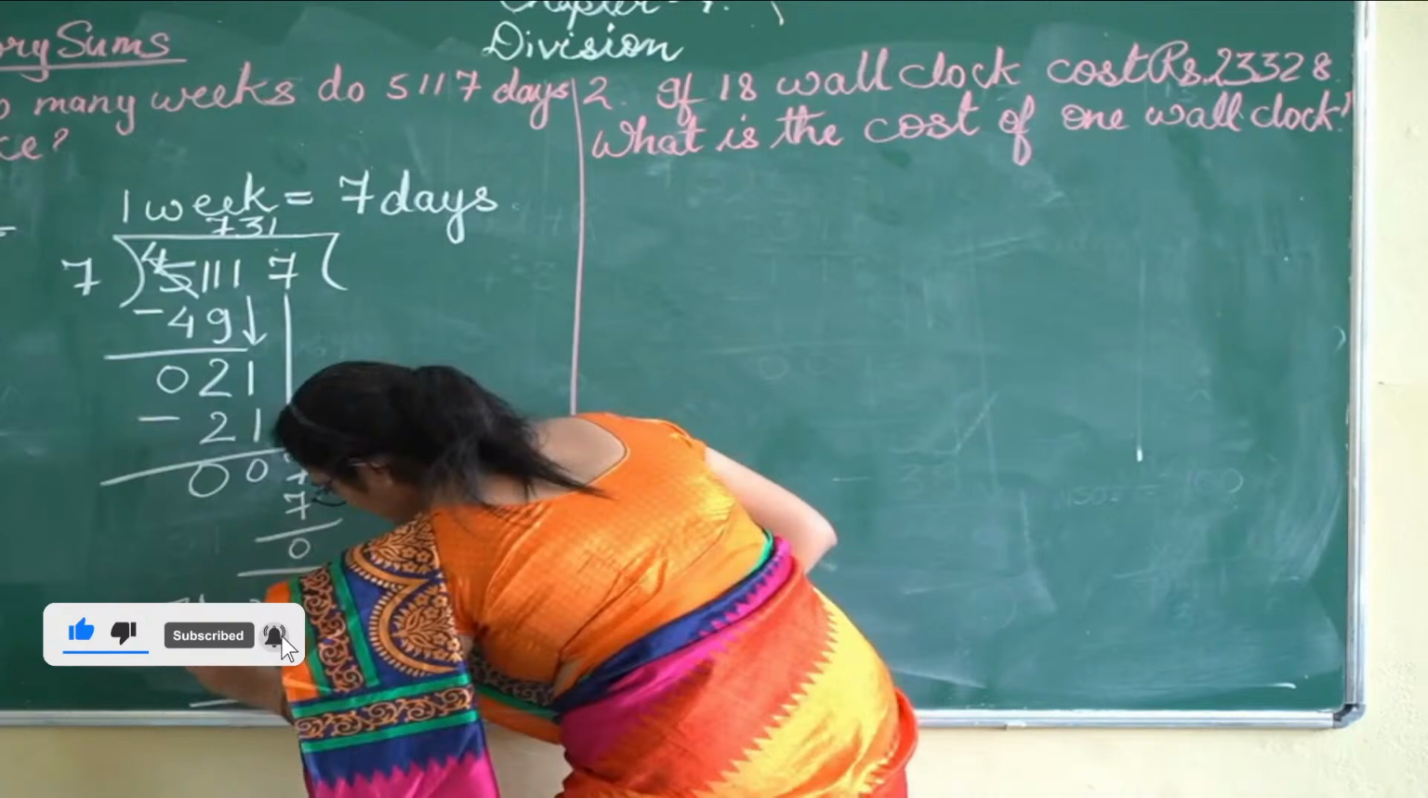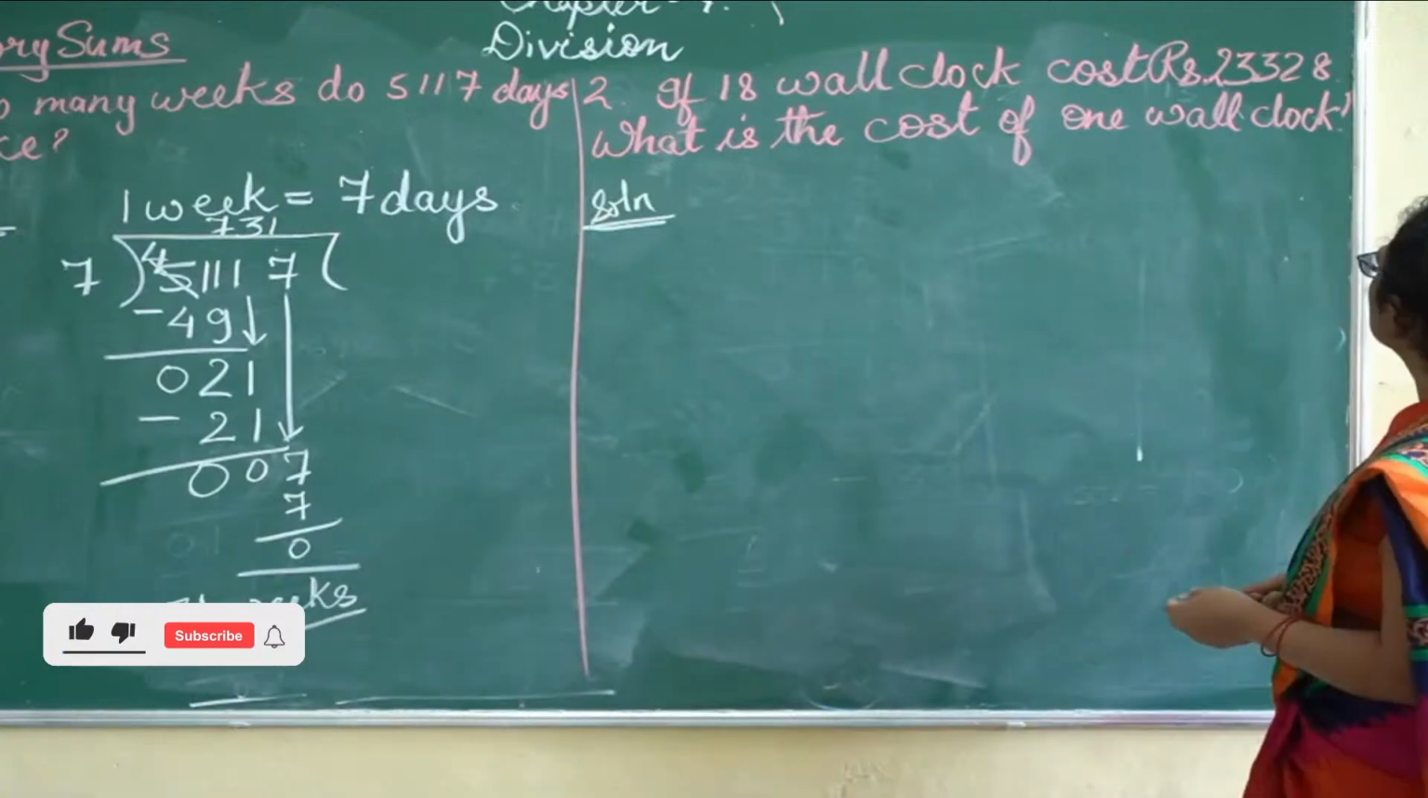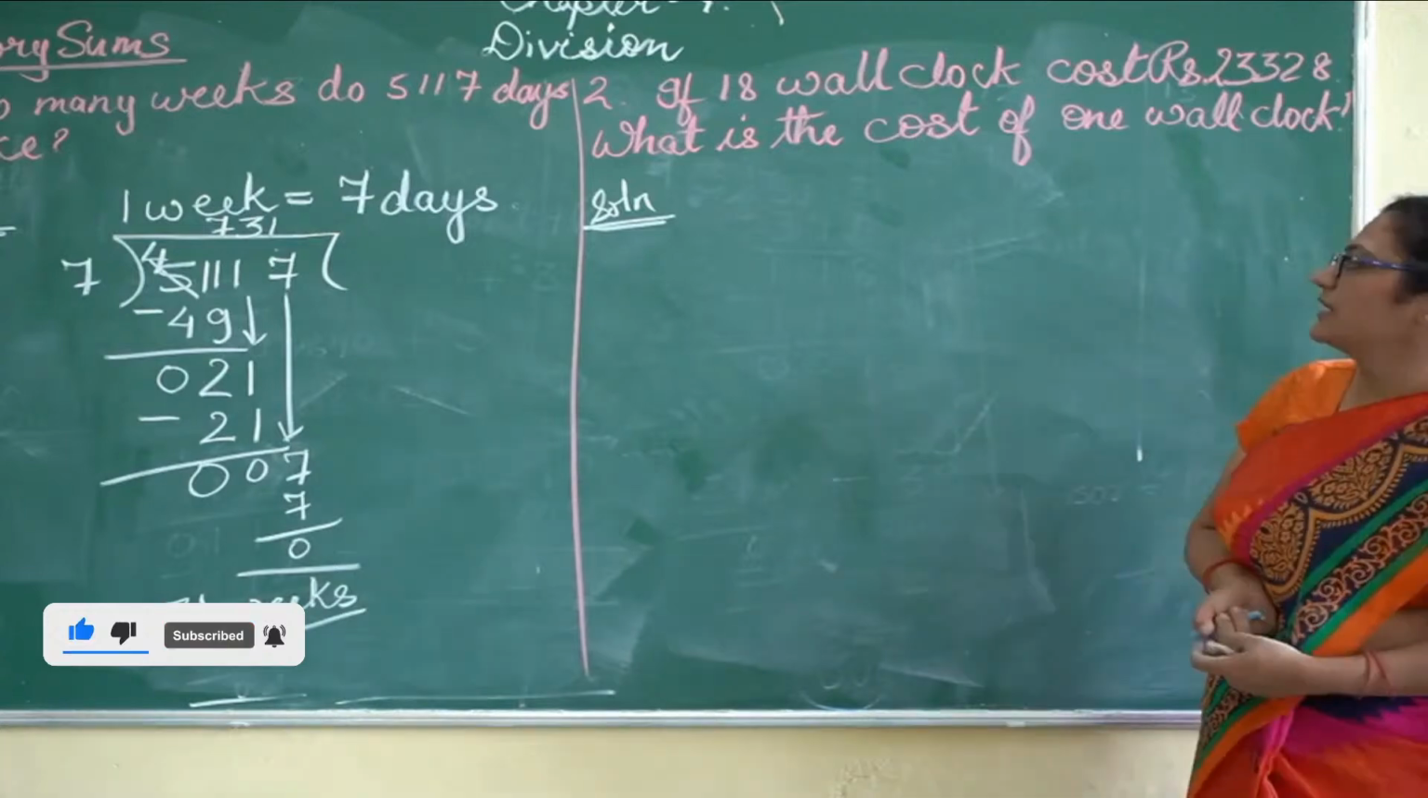What is the question? If 18 wall clocks cost 23,328 rupees, what is the cost of 1 wall clock? In multiplication, I told you that if 1 is given and you have to find the cost of more, we multiply. But now more is given and we have to find for 1. So for 1, what will we do? Divide.